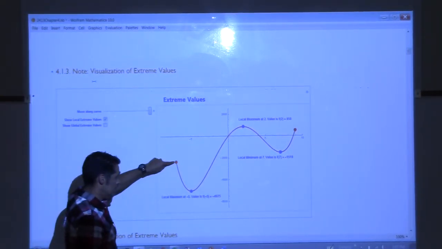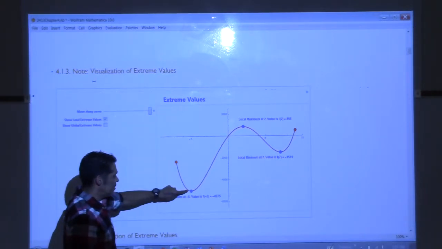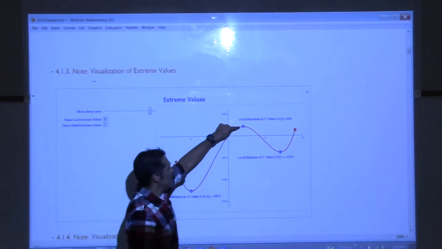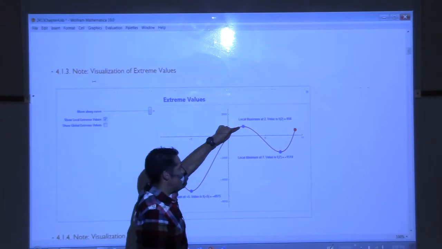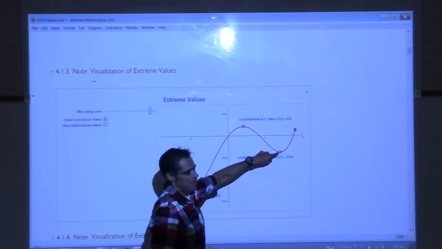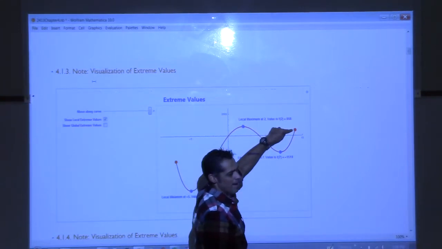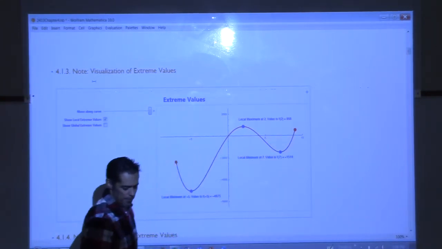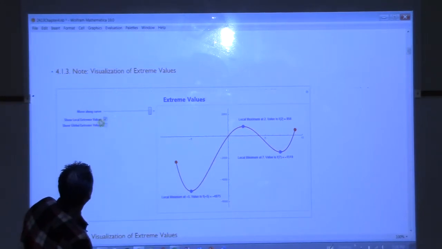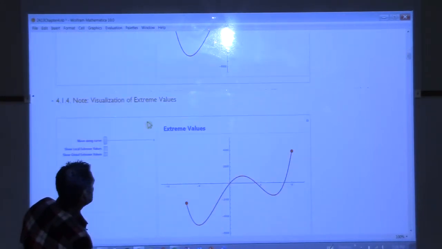Local max, local min, and global min. Local max and global max. Local min, that's it. Local max. All right? Not loco, local. Okay, how about this one?